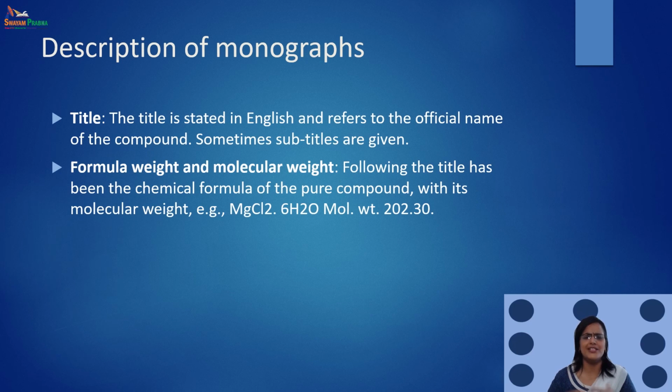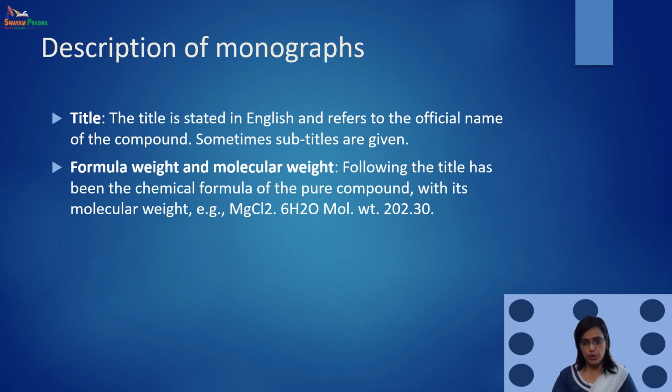These are synonyms, and they could be used in place of the main title. For example, calcium carbonate can also be called precipitated chalk, and milk of magnesia can also be called magnesium hydroxide mixture. So this way the very first description of a monograph is the title. Now, second is the molecular formula and weight. Following the title of the drug substance, the chemical formula of the pure compound is mentioned, and its molecular weight.